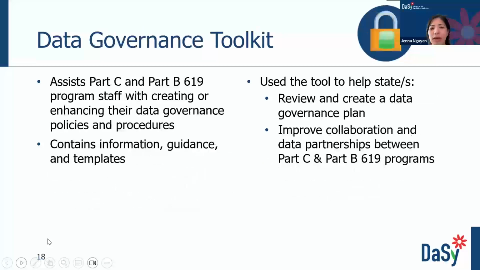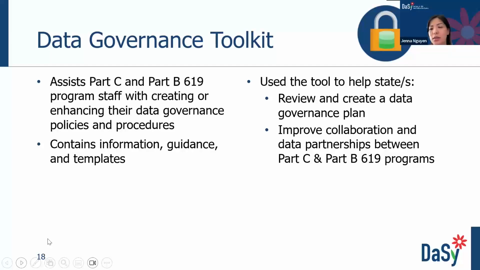The next toolkit that we will discuss is the data governance toolkit. This toolkit assists Part C and Part B 619 program staff with creating or enhancing their data governance policies and procedures. The toolkit contains information, guidance, and templates for you to use. That could be around anything like, what if there's a data breach and how do we respond to it? Or how do we uphold data quality? Or what are our policies around data security and access? Or what are our policies around data retention and destruction? There's a lot of information in there, all related to data governance.